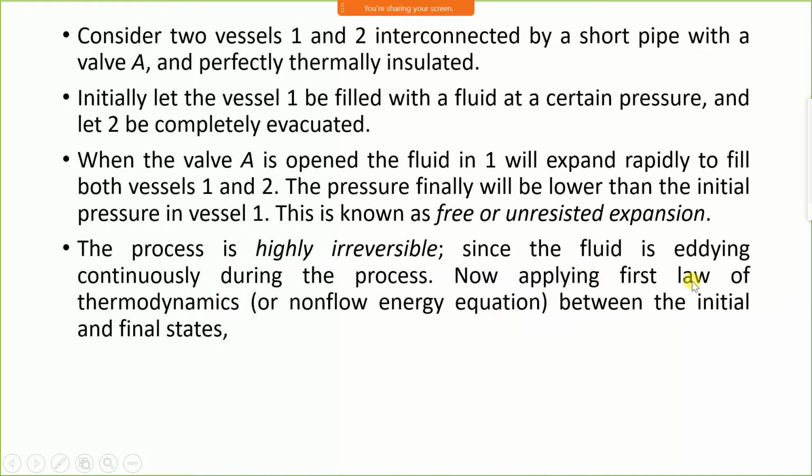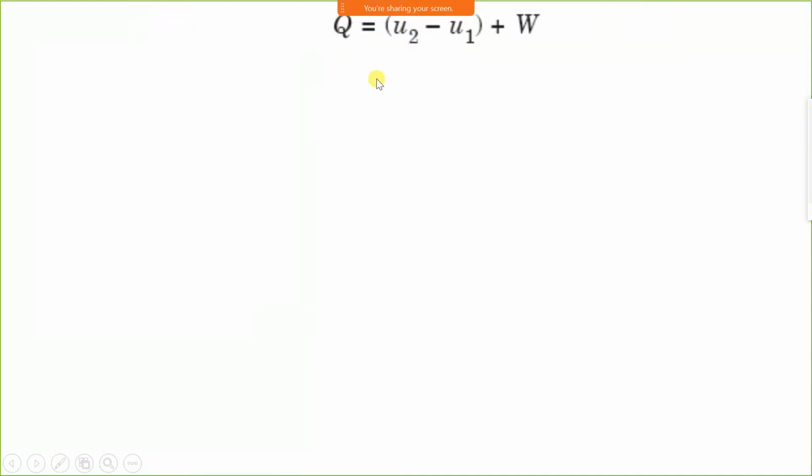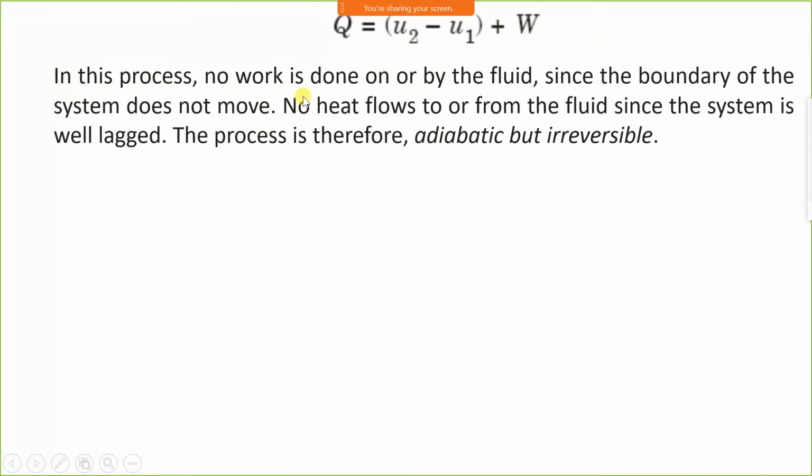Now, applying the first law of thermodynamics or the steady flow energy equation between the initial and final state, Q is equal to U2 minus U1 plus W. But since it is completely insulated, heat transfer is 0 and there is no moving part. Therefore, work done is also 0. Therefore, U2 is equal to U1. In this process, no work is done on or by the fluid since the boundary of the system does not move. No heat flows to or from the fluid since the system is well lagged or well insulated. The process is therefore adiabatic but irreversible.